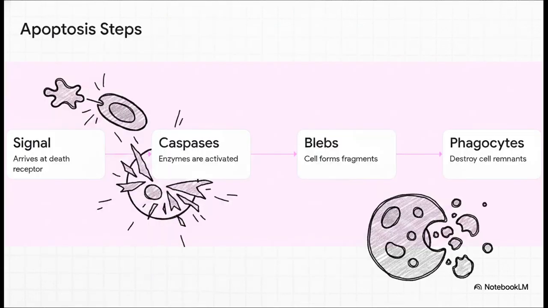You might be wondering, how does this physical destruction actually play out? It's a pretty wild four-step process. First off, a death signal docks at a specific cell surface receptor. Second, those executioner caspases we just talked about get activated inside. Third, the cell physically starts undulating. It literally breaks apart into these little fragments we call blebs. And finally, phagocytes sweep in like a cleanup crew to engulf and degrade whatever's left.